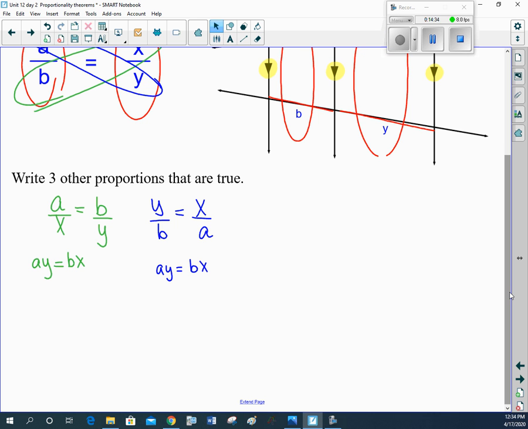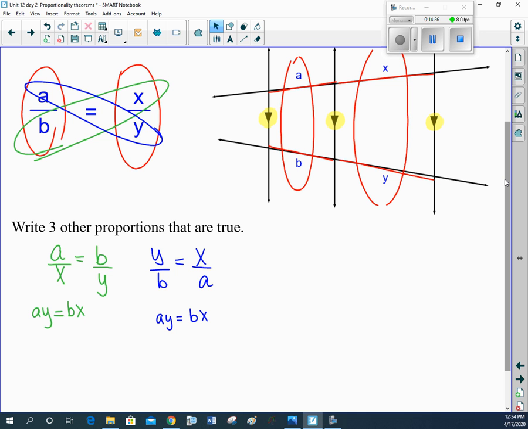Okay, so we need to come up with one other one. I think I'll just flip both. I'll do the reciprocals of both parts. So for the last one, I'm going to do B over A equals Y over X. Let's see if we multiply that out. What do we get? AY still equals BX if you multiply the diagonals. So those are all true proportions. Those are three other proportions that would work.